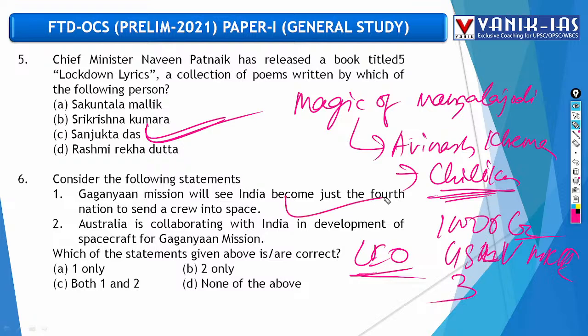Is it right that Australia is collaborating with India in the development of the spacecraft for the government mission? No, it is France. France is collaborating with India in the development of the spacecraft of the Gaganyaan mission, especially in case of microgravity. Microgravity means when there is no gravity, how a person will eat, how a person will stay there. All these are called microgravity. France is helping us in that regard.